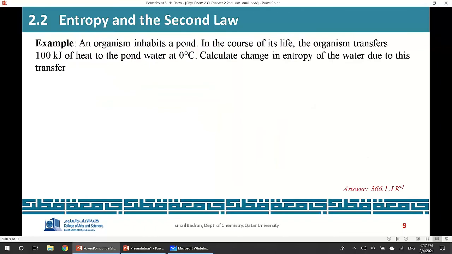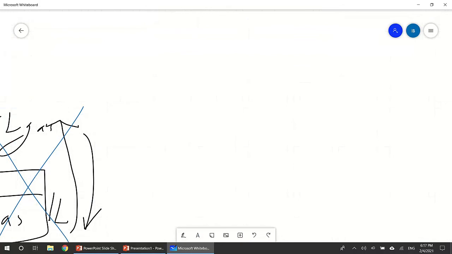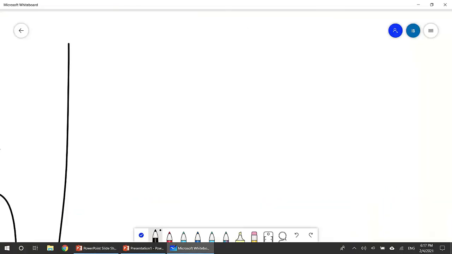Now, an easy application of this concept is represented by this example. It says an organism inhabits a pond. Pond means a small lake. In the course of its life, the organism transfers 100 kilojoules of heat to the pond at 0 Celsius. Calculate the change in entropy of the water due to this transfer. Before anything else, we need to write what is given, and I advise you all the time to write a schematic of the question. This is the example in slide 9.